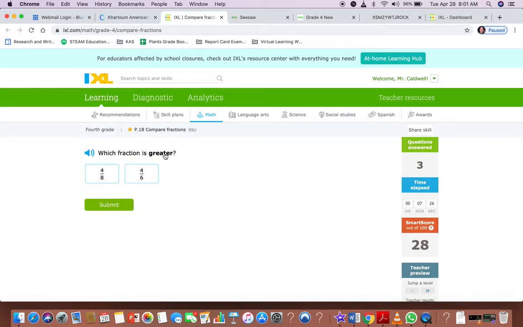All right, which one is greater? Which one's bigger? All right, this time the denominator is different. Okay, so you have 8 and you have 6. There is a trick without making it the same. If the top number is the same, okay, whichever bottom number is smaller is going to be greater. So 4 sixths is going to be greater than 4 eighths because 1 sixth is bigger than 1 eighth. So we know that 4 sixths is going to be greater.